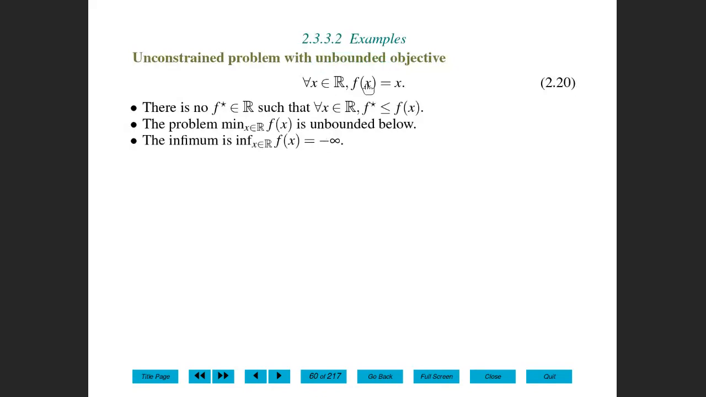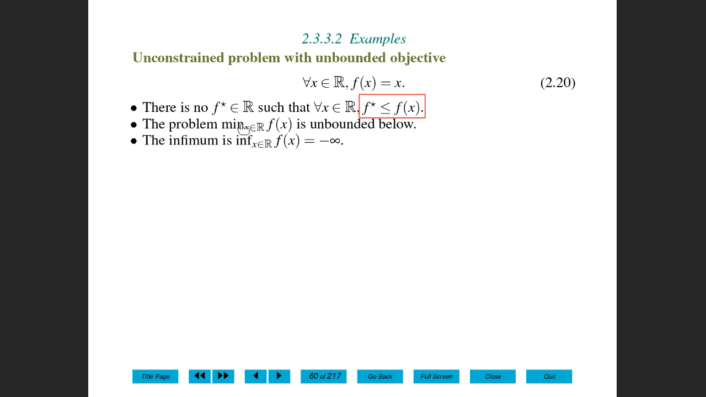The first example is, as we mentioned, f of x is equal to x. In this case, by the way, we cannot find any f star such that f star is less than or equal to f of x. This means simply that we cannot find a value of the function which is less than all other values. If you say, for example, minus 1 billion, still, minus 2 billion is a smaller value. So you cannot give me a definite value which is the lowest possible function value. You can't say that, right?